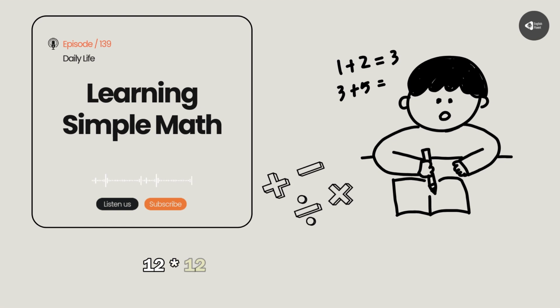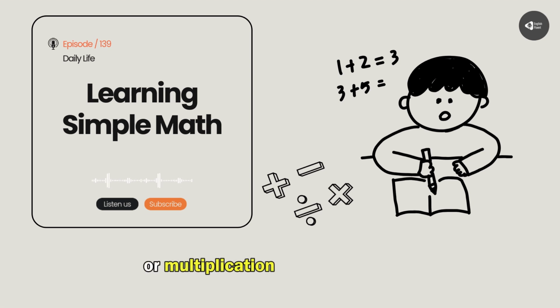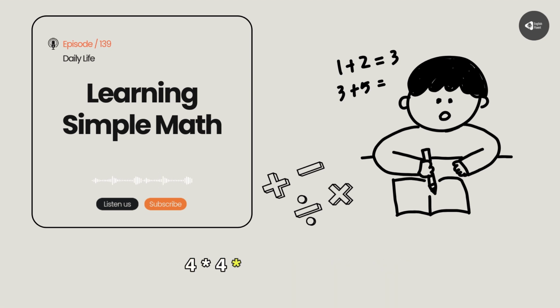Okay, so now for our next operation. 12 times 12. No, Marco, don't ask me the answer. All right, 12 times 12 equals 144. Now, that's multiplying, or multiplication. Okay, so this times part is very easy to remember because, for example, 4 times 4, you can just say the number 4 and you add it, right? 4 plus 4 plus 4 plus 4. Right, so times.